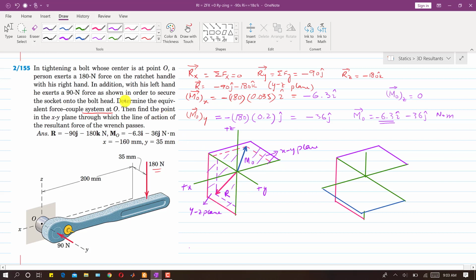Now in this problem it is said to determine the equivalent force couple system at O, right? So this is that equivalent force couple system at this point O. Then it is said to find the point in the xy plane through which the line of action of the resultant force of the wrench passes. So we will have to find the point of application of this resultant in the xy plane. This means that we have to convert this force couple system into a wrench, right?